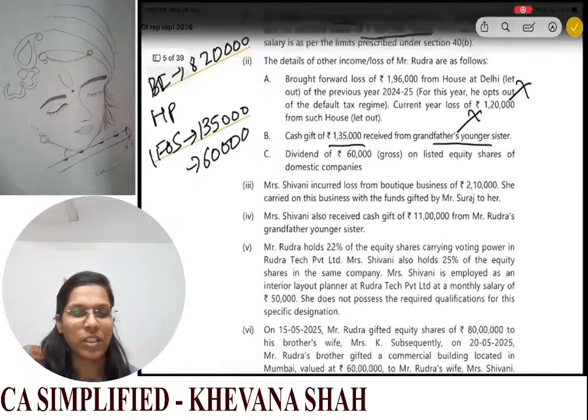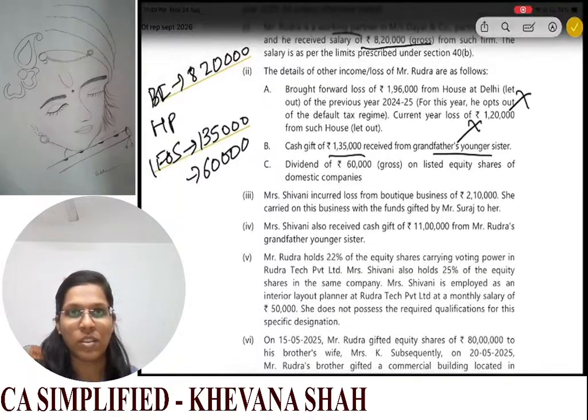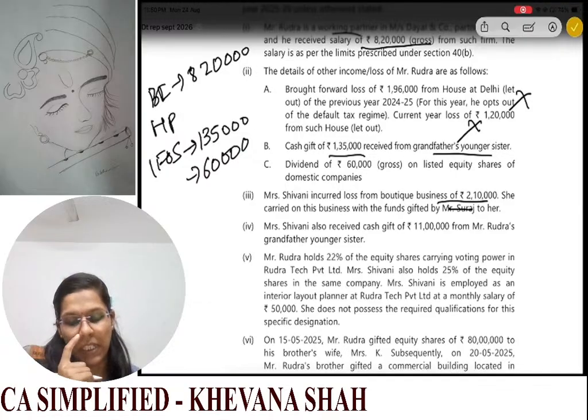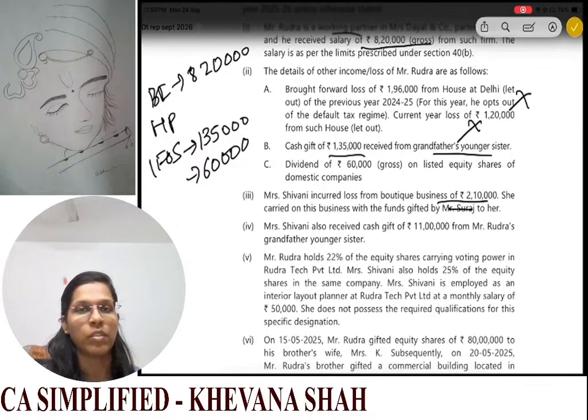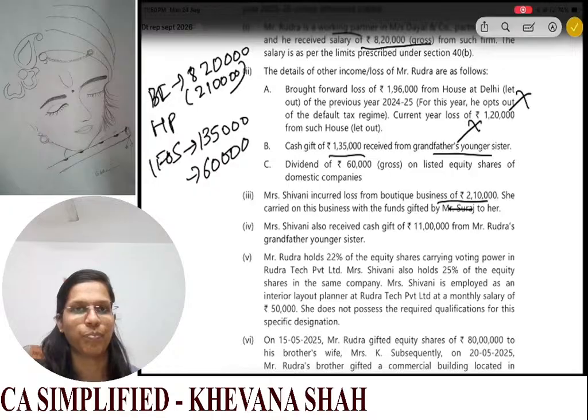Then you have Shivani suffered loss from boutique business. Now see, 2,10,000 business loss. This will be clubbed with Mr. Rudra only, not Mr. Suraj. Why? Because it has been carried on the business. The funds were gifted by Mr. Rudra. So this loss will be coming here, 2,10,000 business loss.